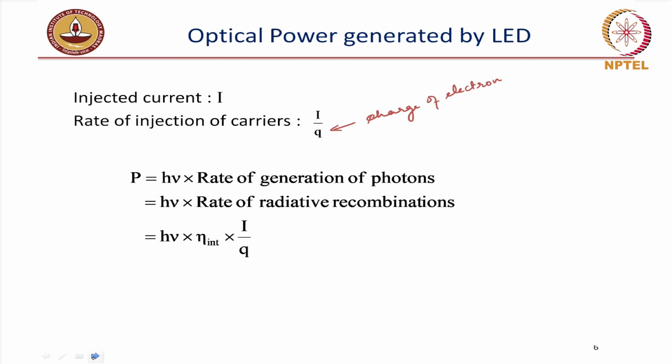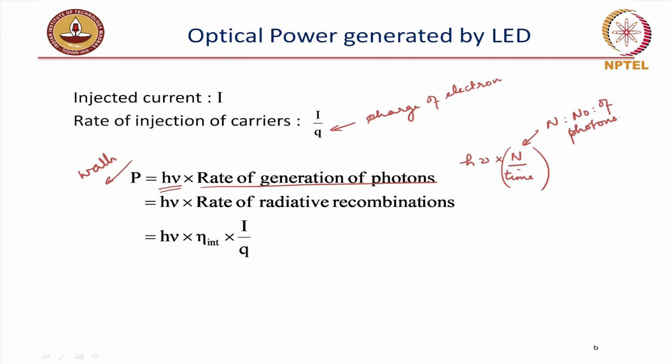Now we want to calculate the optical power. So in the PN junction, if I say that h nu is the energy of a photon, so this is energy multiplied by the rate of generation of photons. So this is h nu multiplied by number of photons per time. Number of photons per time is the rate of generation of photons. So N is the number of photons. That will be energy per time, joule per second. So that will give me power in watts. All right. Now, how do I know what is the rate of generation of photons?